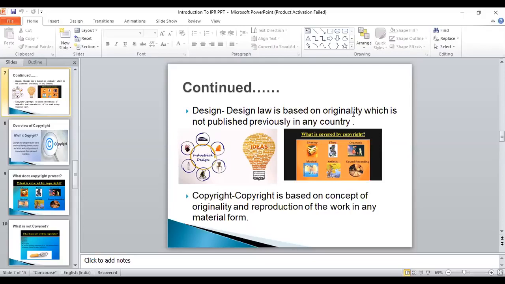Everything has a design. Whenever we go to the market, how do we choose a product? The first thing that comes to our mind, that our eyes look at, is the design. The most beautiful design we actually pick. Like whenever you're going shopping, we pick some of the dresses. Why? The design is beautiful, it's unique. So this is all about design. So design law is based on originality, which is not published previously anywhere in the country. So remember that if you have to publish your design, it should not be published anywhere beforehand, right?